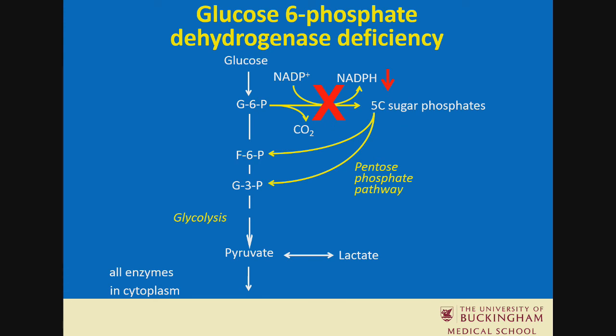So one of the more common enzyme deficiencies is a deficiency in the glucose 6-phosphate dehydrogenase enzyme. So there are multiple mutations, or polymorphisms I should say, that lead to this deficiency. It's found particularly in areas where malaria is or was endemic, because there's a process that goes on that actually means that people with malaria actually have a slight survival advantage if they have this particular enzyme deficiency.